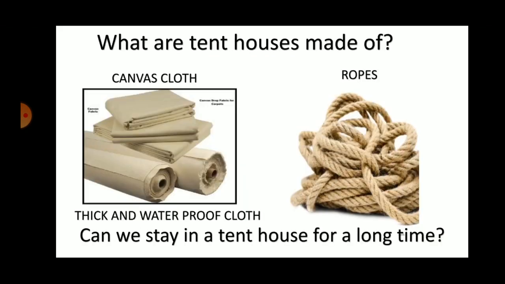What are tent houses made of? Tent houses are made of canvas cloth and ropes. Do you know what is a canvas cloth? Canvas cloths are thick and waterproof clothes. Can we stay in a tent house for a long time? No, tent houses are made for only short time.